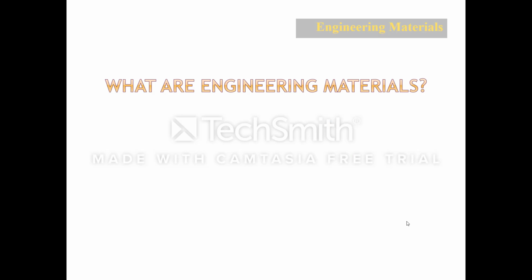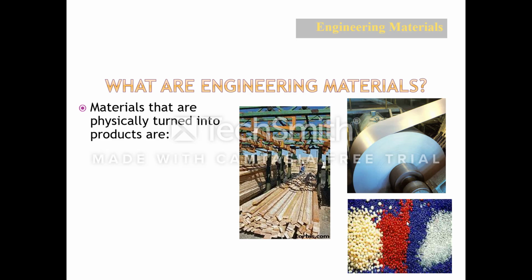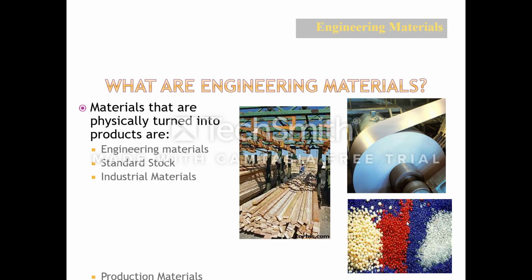But what are engineering materials? These are materials that are physically turned into products. So the things that get gathered and get turned into materials that you buy. So, like pictures here, sheet metal, plastic beads get melted down. You got your lumber that gets cut out of trees. You got engineering materials, standard stock, which is like your lumber, and then industrial materials. And production materials.